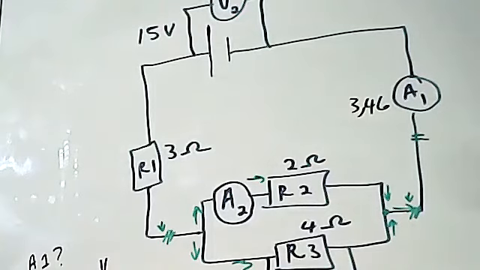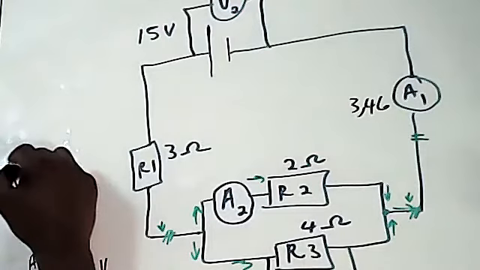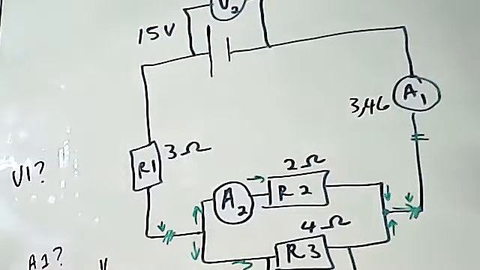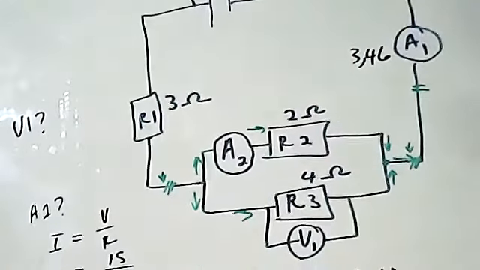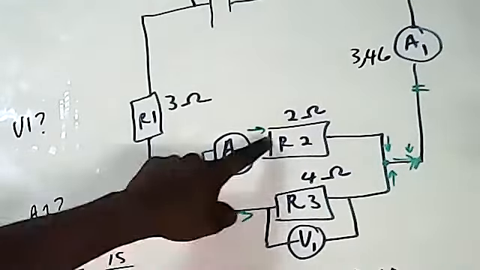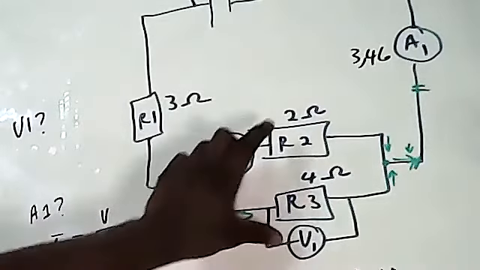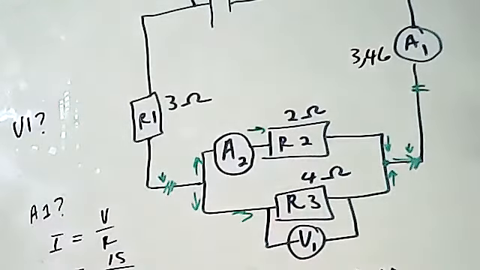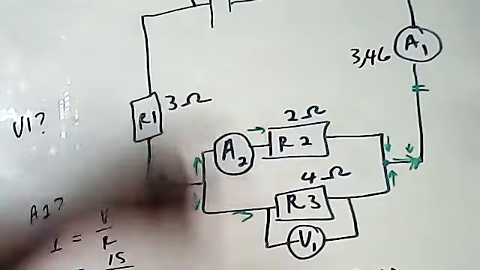We are sorted. Then the next question is asking us to calculate what is V1, right? We calculated the resistance of the whole circuit. We calculated the current of the whole circuit being A1. Now they are asking us to calculate V1. But remember that V1 is connected in parallel. It is only the voltage of this one in parallel. So it can't be 15, because V1 is not the voltage of the whole circuit.